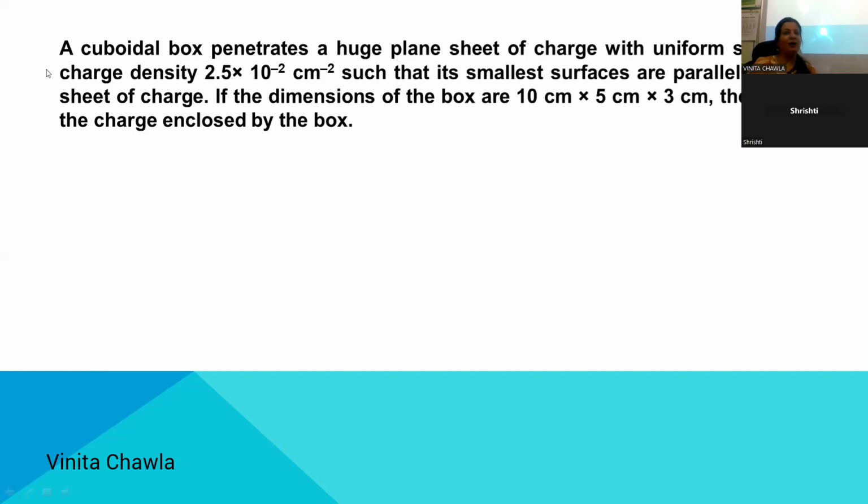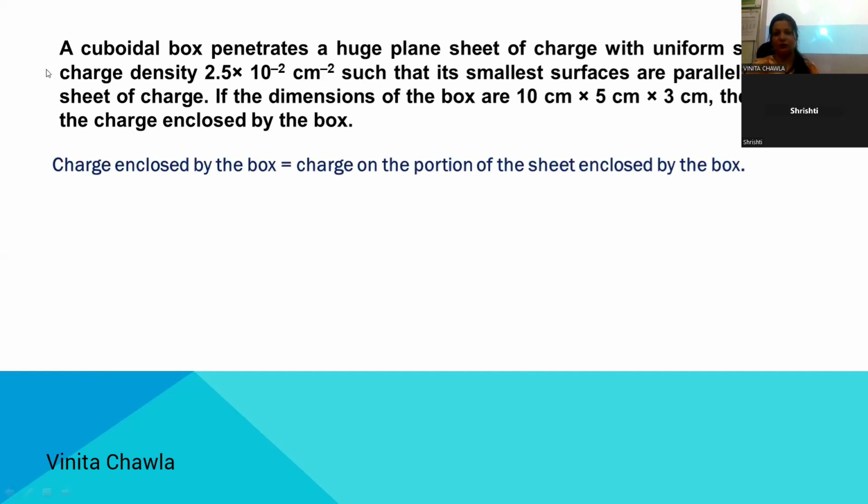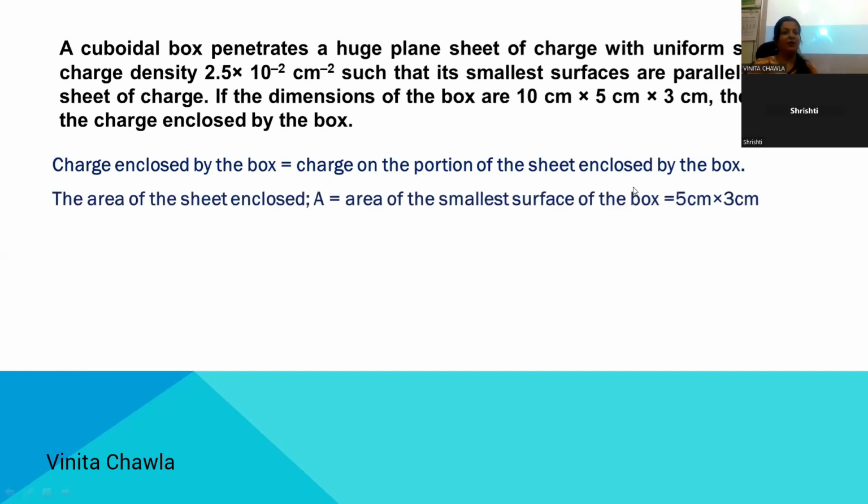Smallest surfaces are parallel to the sheet of charge. 5 into 3. We'll take 5 into 3. If the dimensions of the box are 10 cross 5 cross 3, then find the charge enclosed by the box. The charge enclosed by the box is equal to the charge on the portion of the sheet enclosed by the box. The area of the sheet enclosed is equal to the area of the smallest surface of the box. It is equal to 5 centimeter cross 3 centimeter. It is 15 centimeters square.